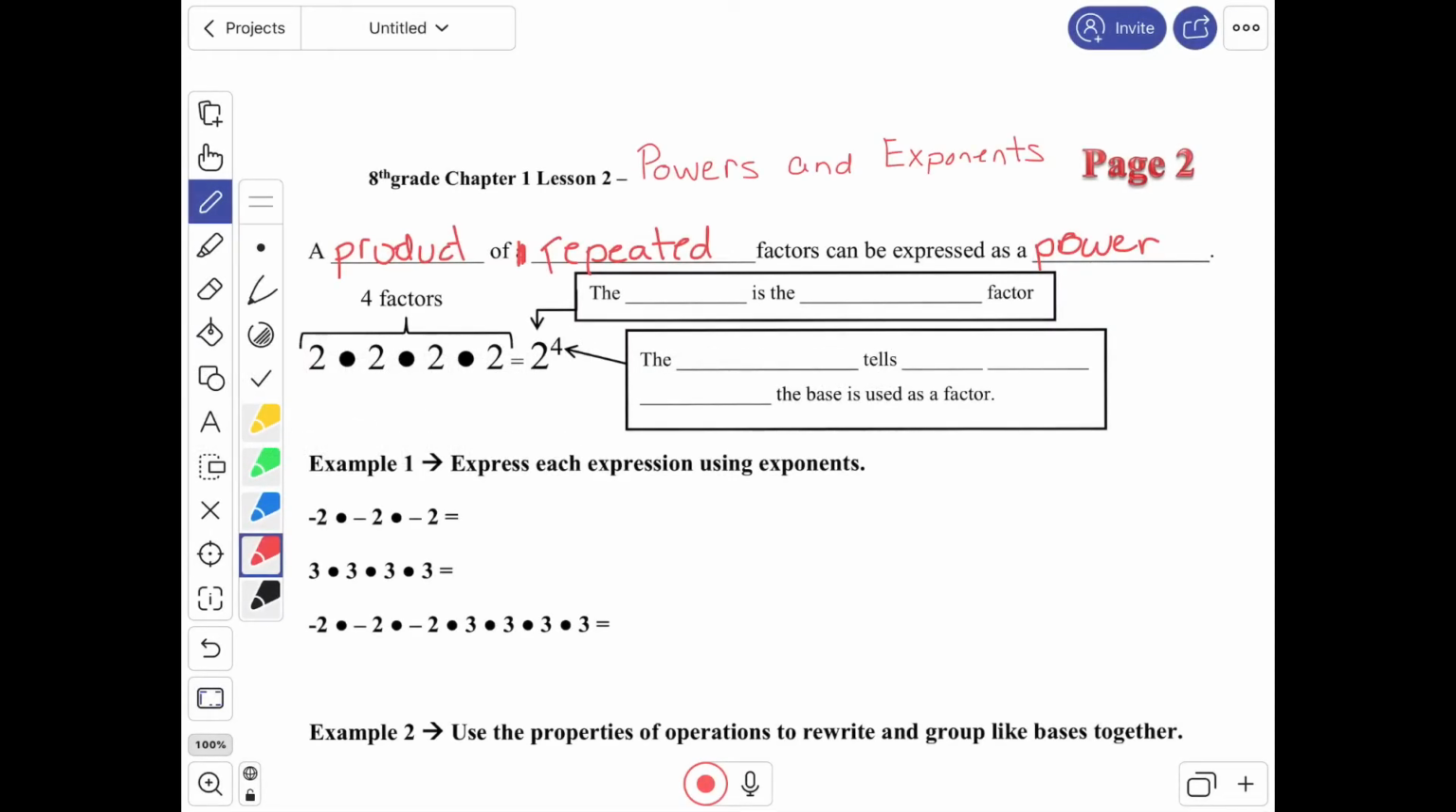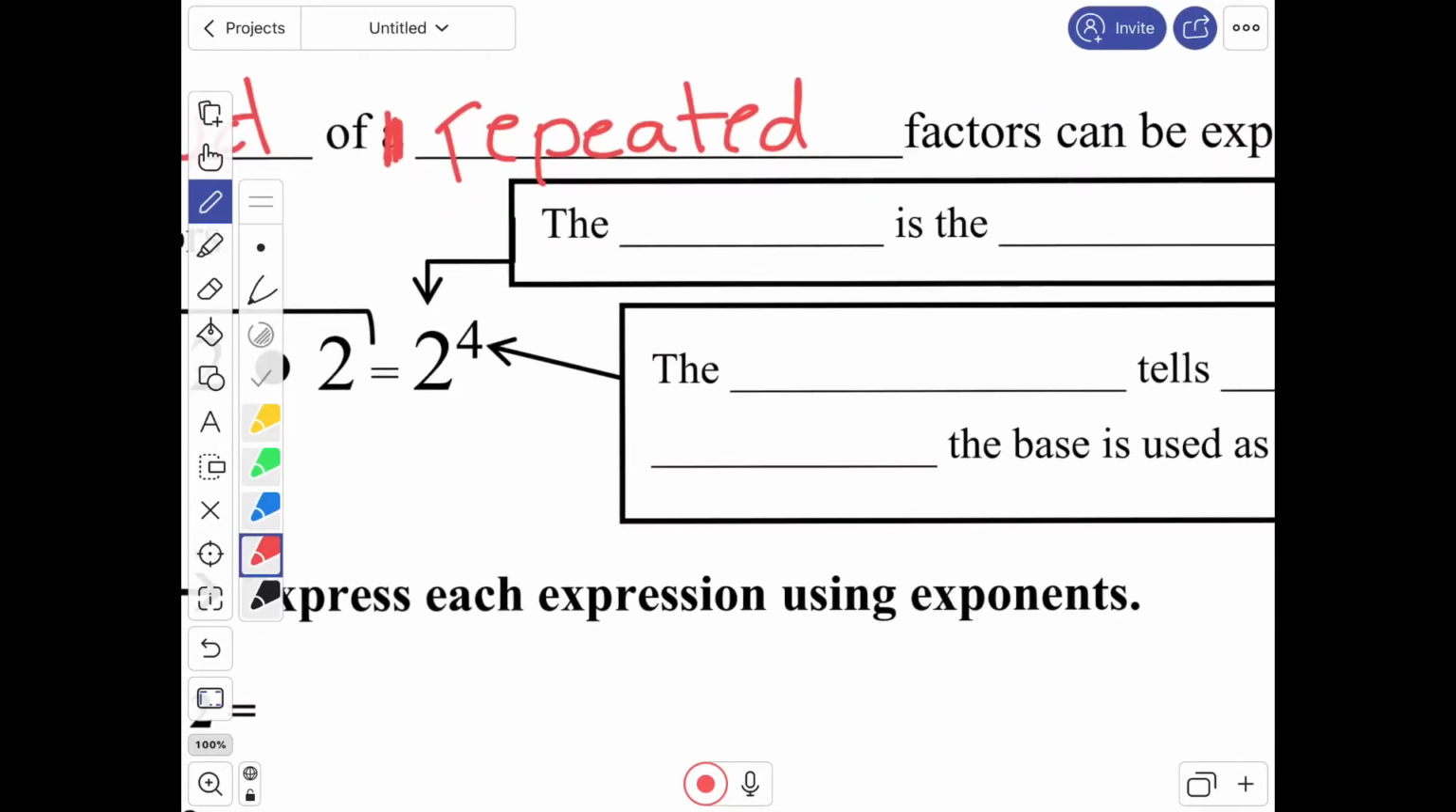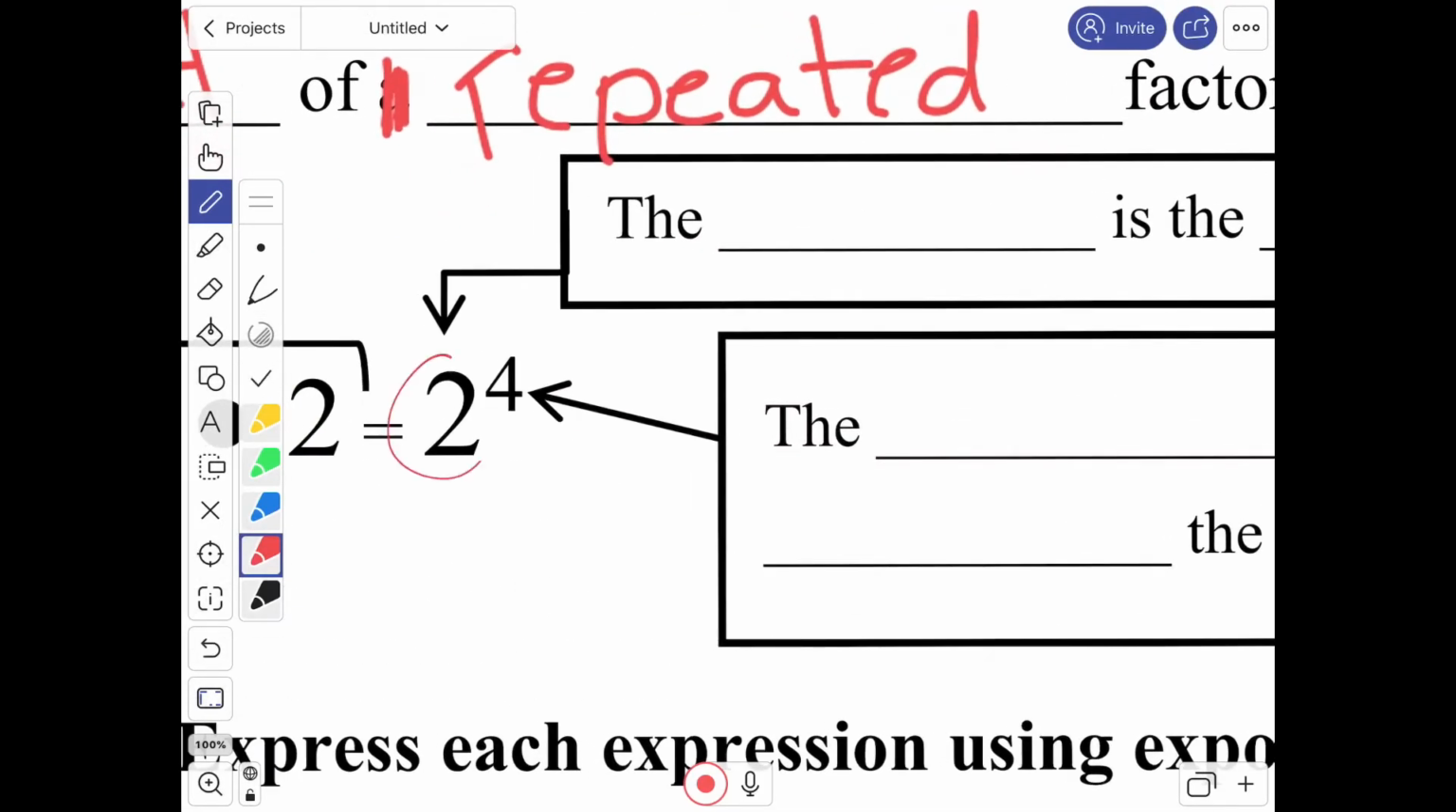Today we're doing 8th grade, Chapter 1, Lesson 2, Powers and Exponents. A product of a repeated factor can be expressed as a power. For example, we have 2 times 2 times 2 times 2. So that would be 2 to the 4th power. The big 2 right here is the base.